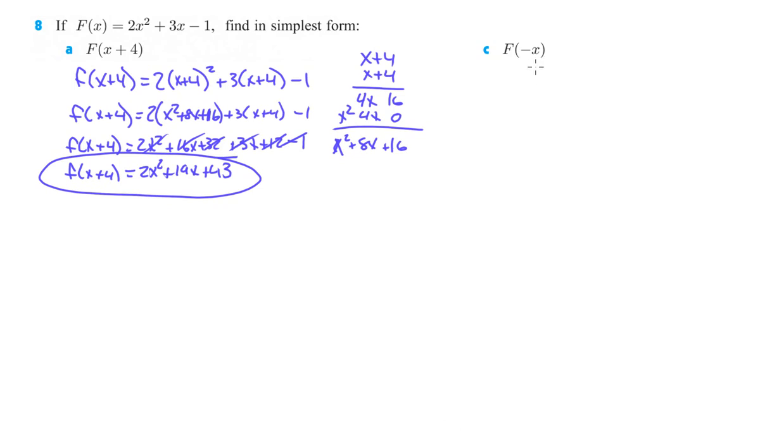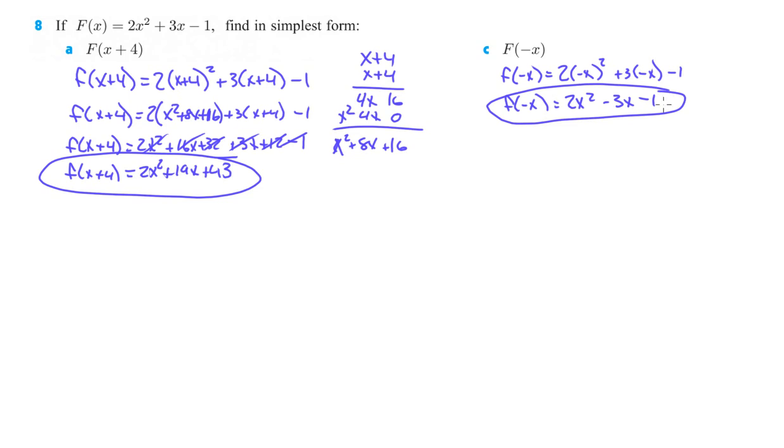Okay, so for C, we've got f of x. Really all we're going to do is change all the x's to negative x's. So we get f of negative x equals 2 times negative x squared plus 3 times negative x minus 1. Negative x times negative x is positive x squared, so that's 2x squared. 3 times negative x is minus 3x, and then minus 1. And there's that one.